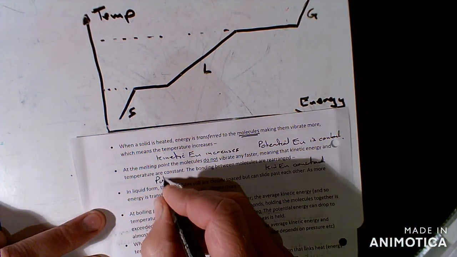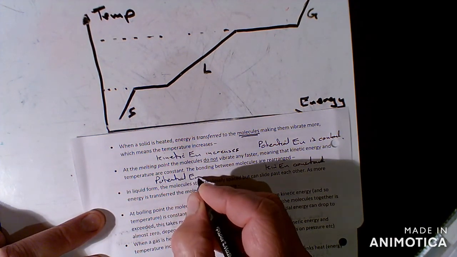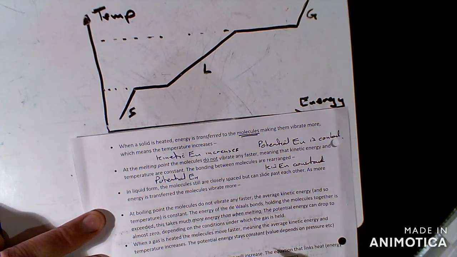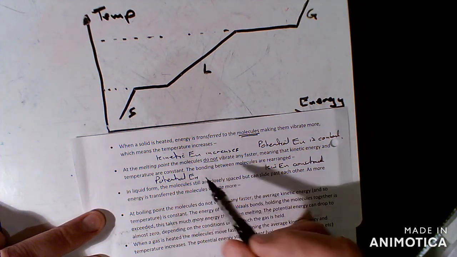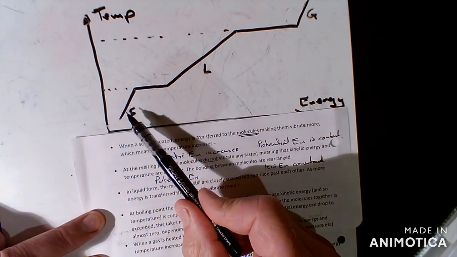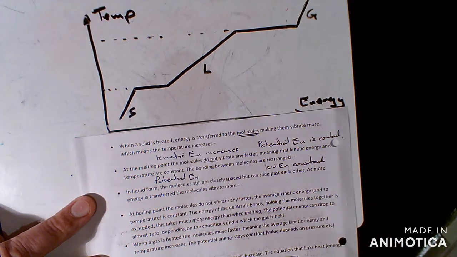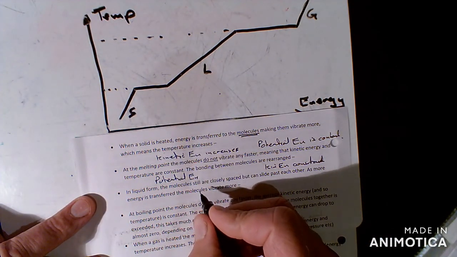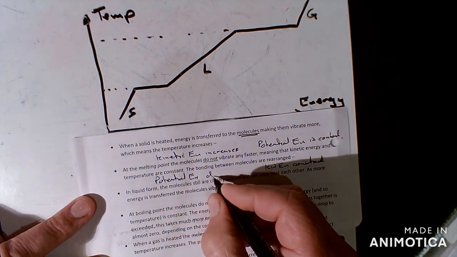Okay. Now, it may seem a little odd, but what you've got going on is, because you're moving them further apart, the forces of attraction get less, therefore they're easier for the particles to move around, easier for them to transfer energy around to each other and so on. So potential energy is actually decreasing.